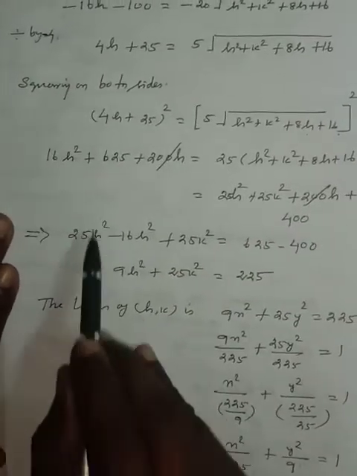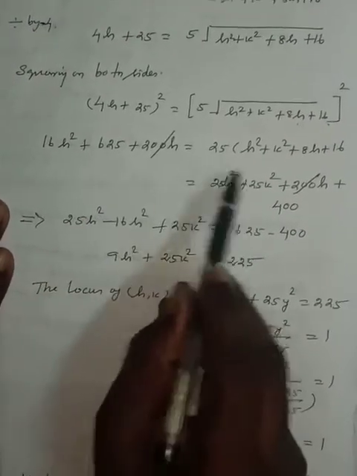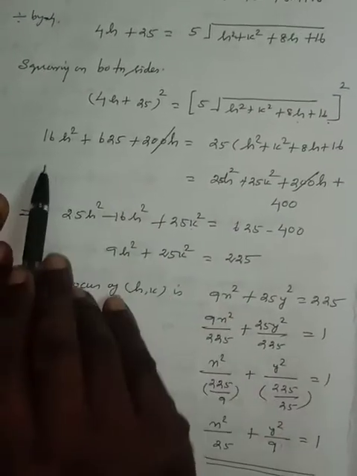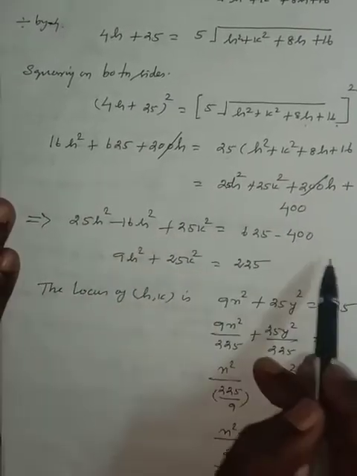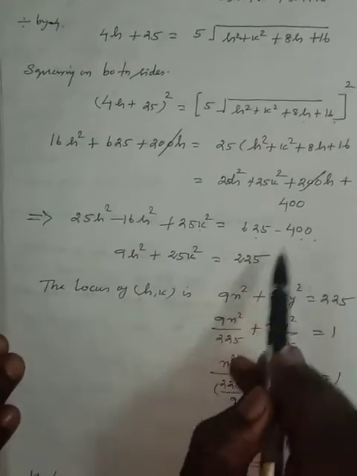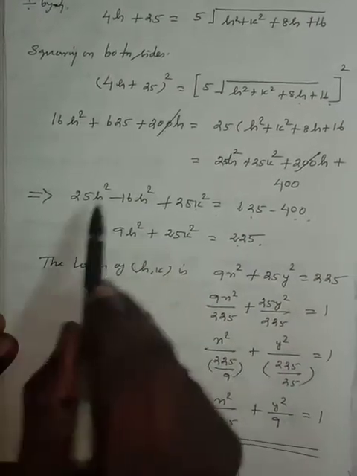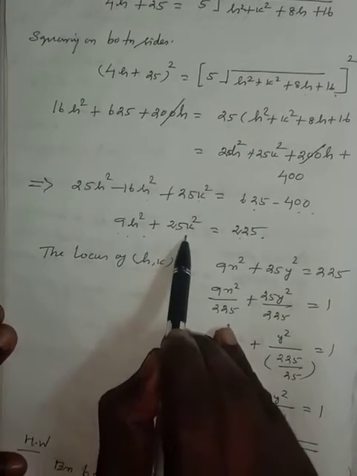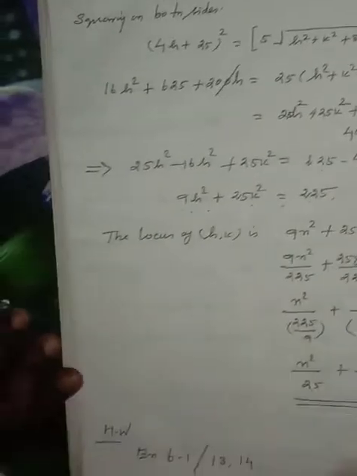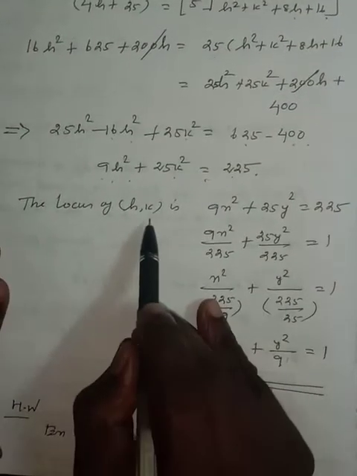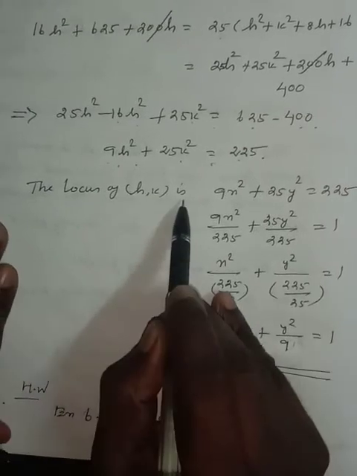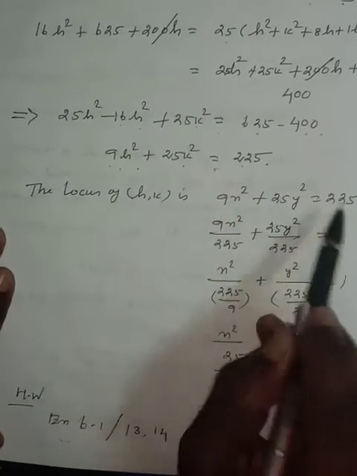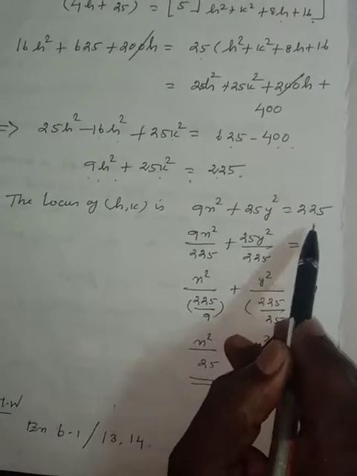Now we have 25h² - 16h² + 25k² = 625 - 400. 625 minus 400 is 225. Now 25h² - 16h² is 9h². So 9h² + 25k² = 225. The locus of (h, k): h is x and k is y. We have 9x² + 25y² = 225.